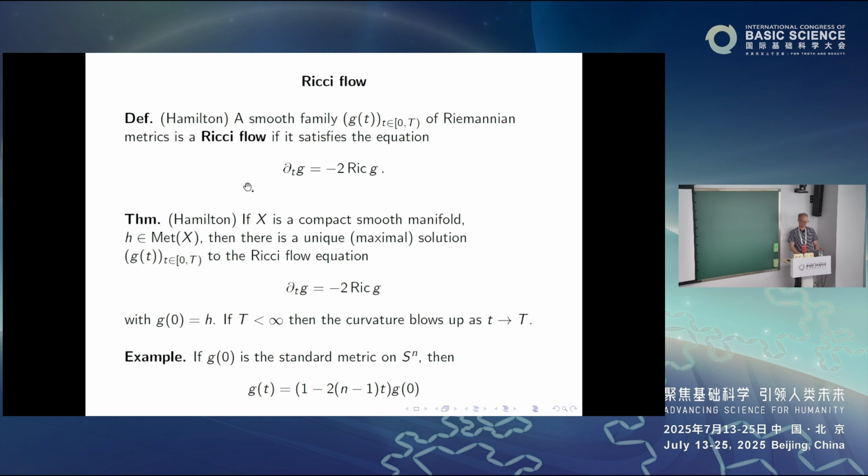It's a Ricci flow if it satisfies this equation, right? Time derivative is minus twice the Ricci. And Hamilton showed that this has a unique solution for short time on a compact manifold. So if you have, say, X a compact smooth manifold, you give yourself some metric H, then you can solve this equation uniquely for short time and then prolong that to a maximal time interval, okay? So you have this unique solution.